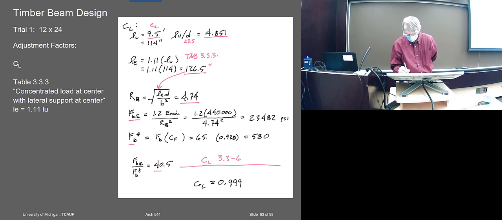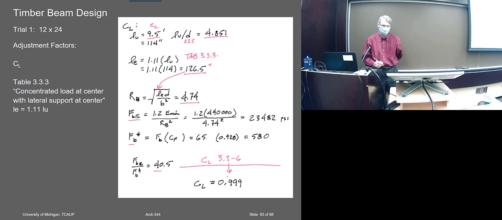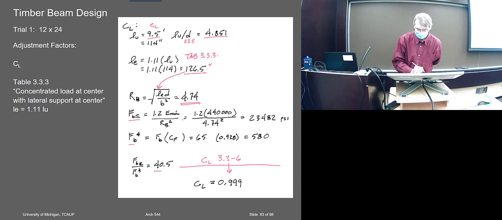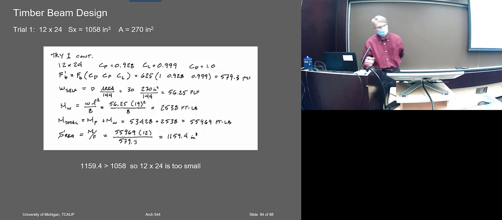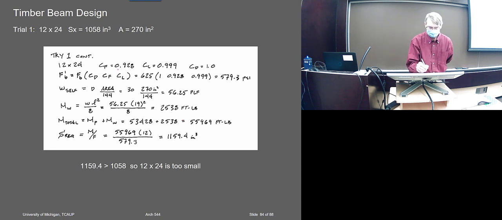Okay, so that's that equation, and that gives us 0.999. Okay, yeah, so not surprising for an RB that small. It would be a very high CL. So CL is not going to take us down much. CF took us down a little bit, not even 10%. And we put those numbers in there. CD was 1.0, was live load, and we come out with an allowable stress, right?